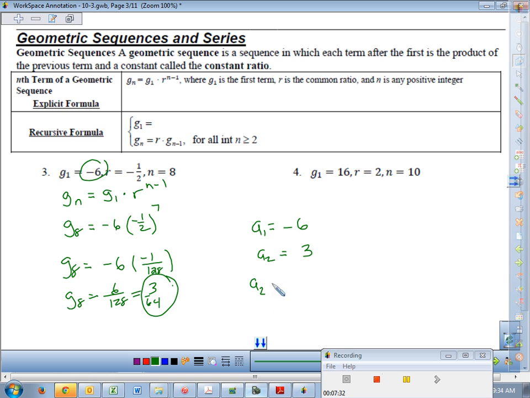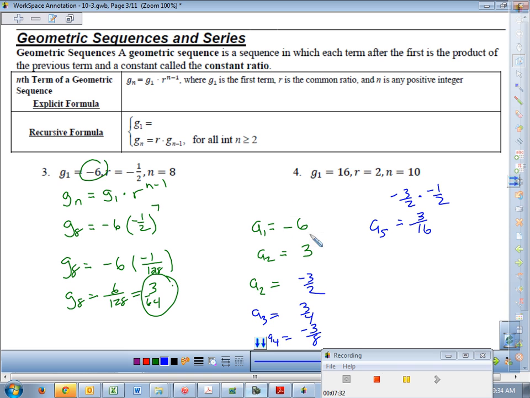The third term, take 3 times a -1/2. What would you get? -3/2, right? The next term, take -3/2 times a -1/2. What do you get? 3/4. Now take half of that times a negative. What's the fourth term going to be? -3/8. Then half of that, to the 5th power, +3/16.